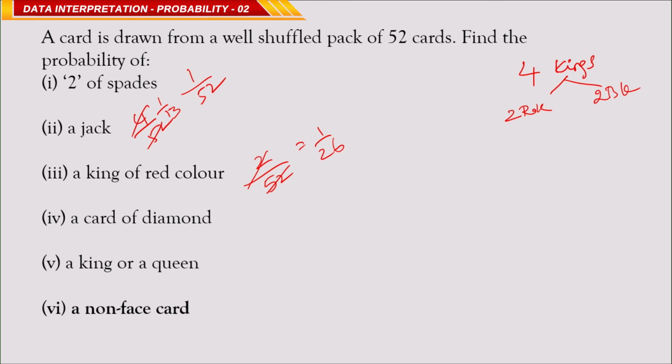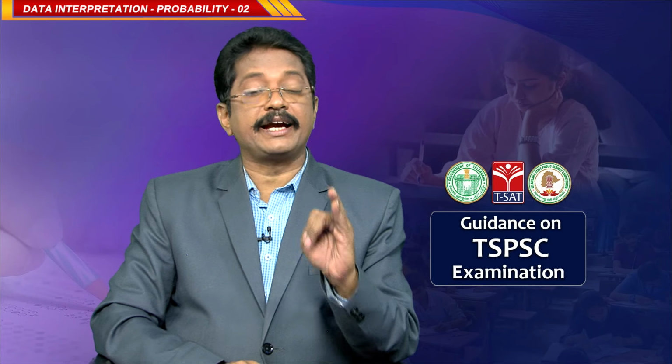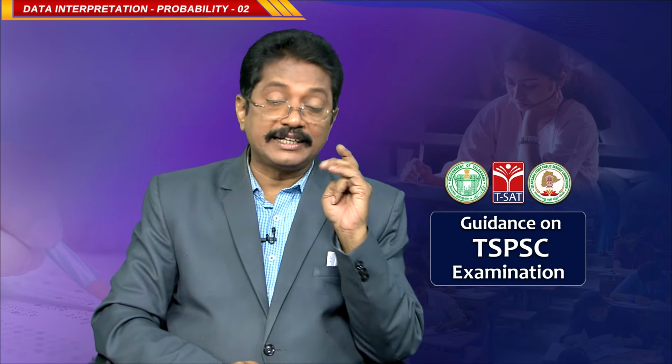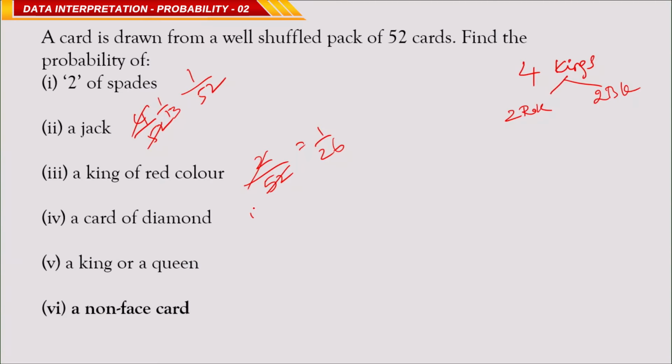A card of diamond. How many diamond cards are there here? Already I said, there are 4 groups: club, spade, diamond and heart. So, there are 13 diamond cards. Favorable outcomes are 13 and the total outcomes is 52, 13 by 52. 13 1s are 13, 13 4s are 52, so we can say the probability of a card of diamond is 1 by 4.